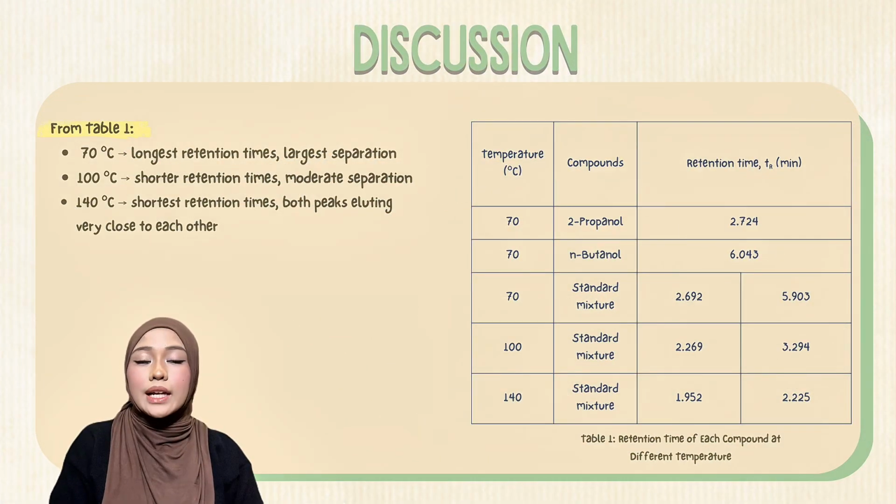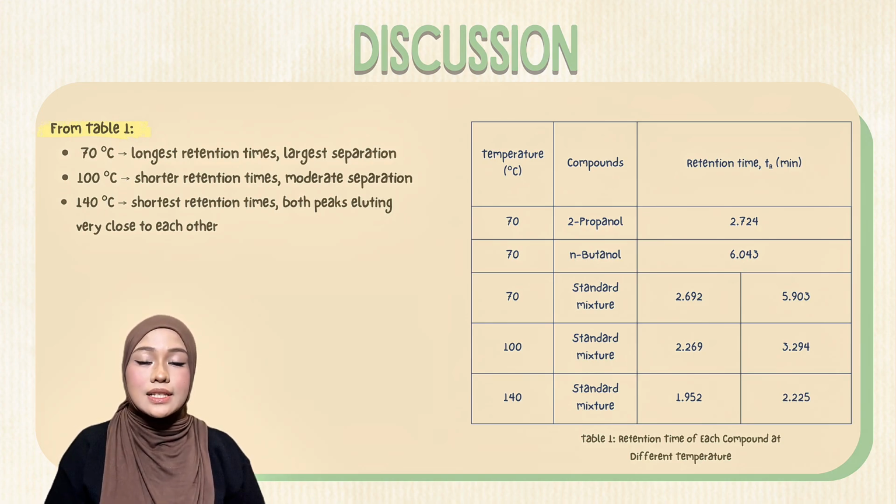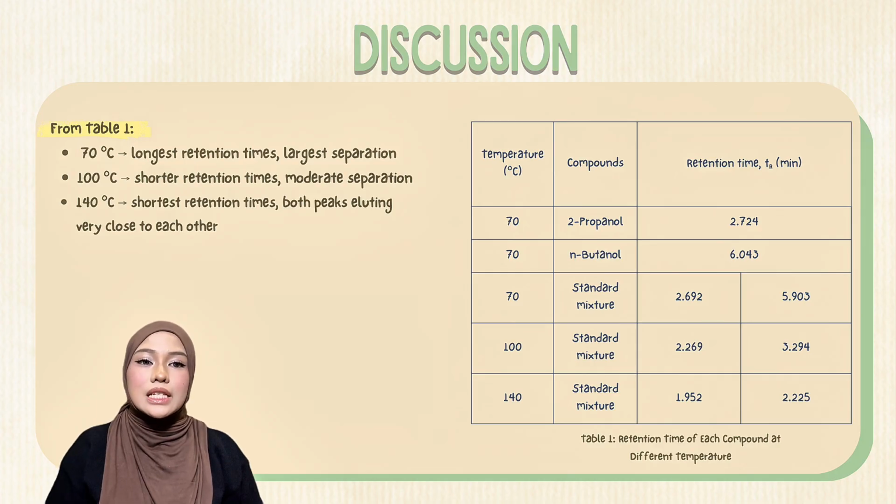Based on Table 1, clear trends can be observed when comparing different column temperatures. At 70 degrees Celsius, the compounds showed the longest retention times and the largest separation between peaks. At 100 degrees Celsius, retention time decreased and the separation between the two peaks became moderate. At 140 degrees Celsius, the retention times were the shortest and both peaks eluted very close to each other.